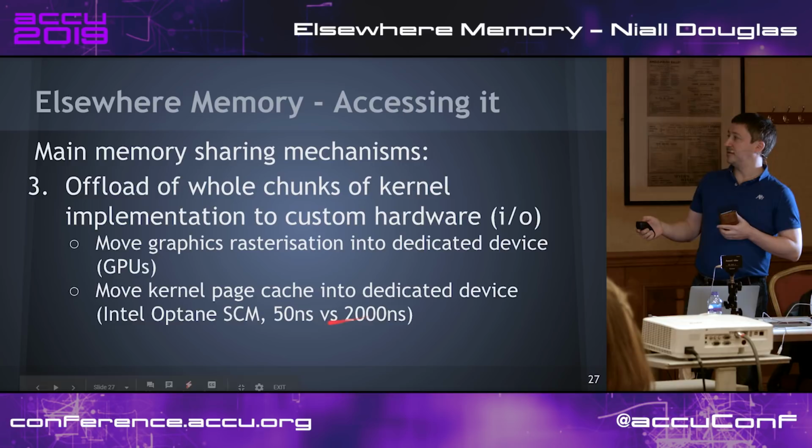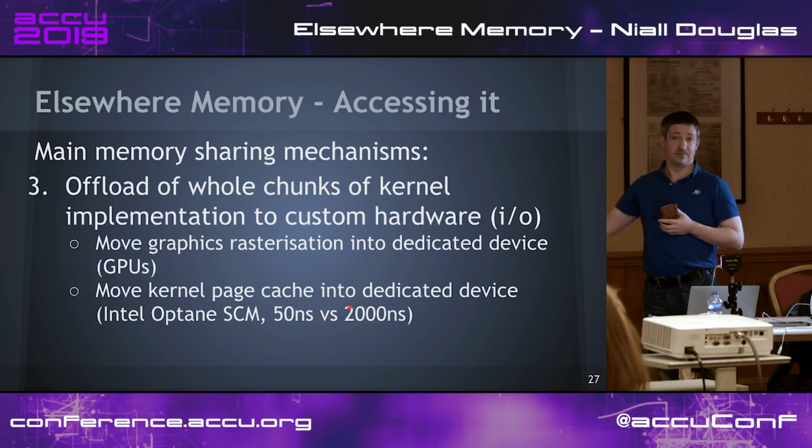But I believe I am correct in saying that the access latency is about 4 times worse than DDR4 RAM. So it's 4 times higher, and it's about 50 nanoseconds. And if you look at the kernel page cache implementation, I can't find any that are better than about 2,000 nanoseconds, no matter what. So you're getting a 40-fold performance increase if you are running into kernel page cache, simply by outsourcing the entire thing onto this dedicated device. So this is obviously stuff for really rich people, big organizations to go and buy.